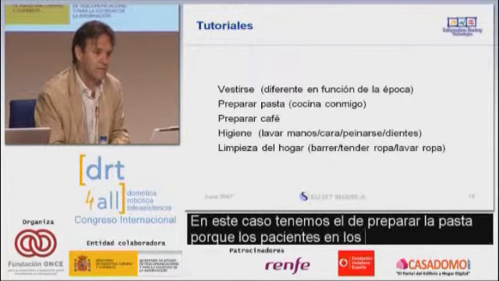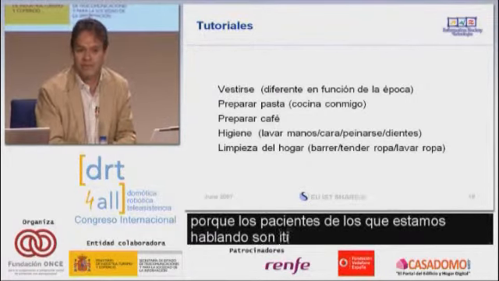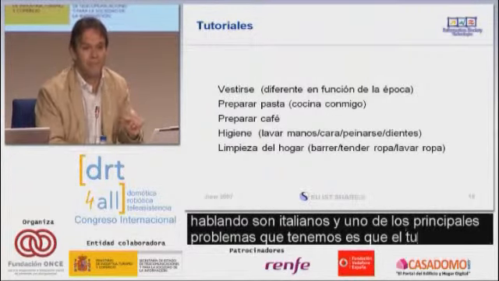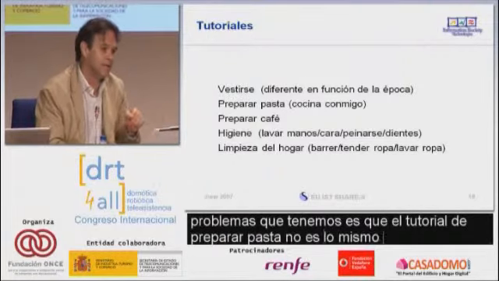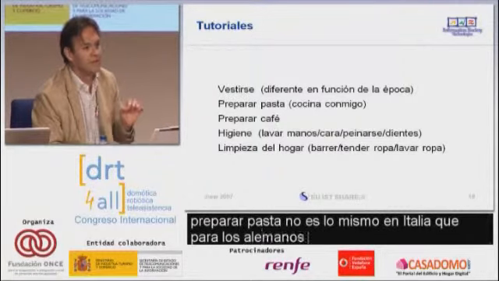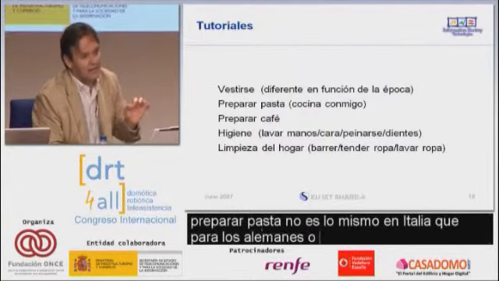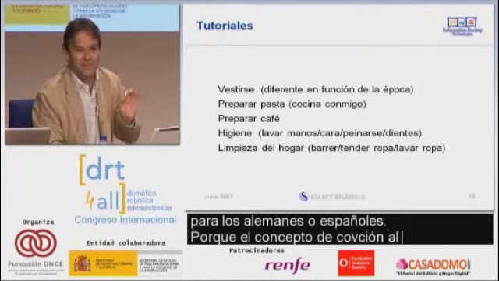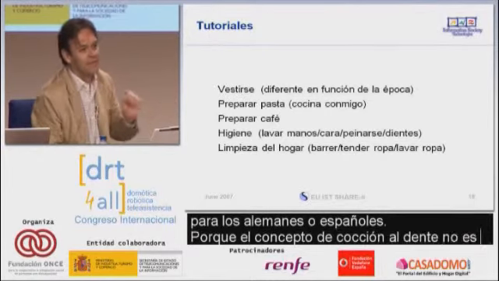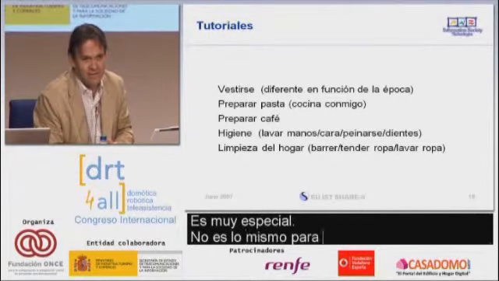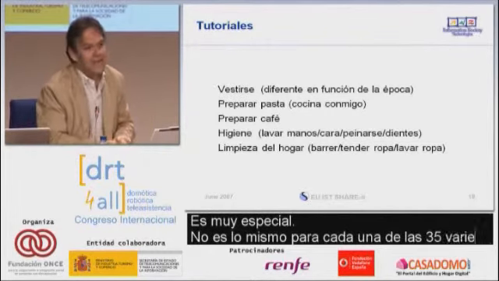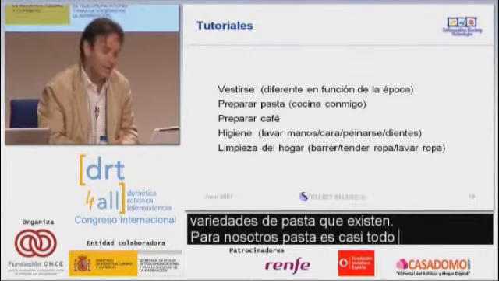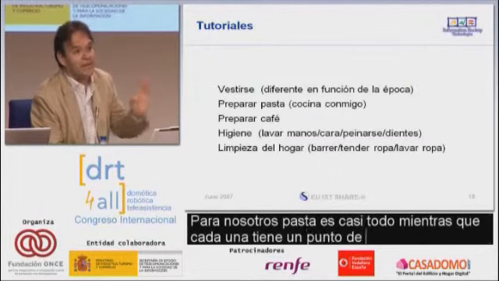Here, to prepare the dough for pasta, one of the patients being Italian in this case. To prepare dough isn't the same in Italy as it is in Germany or Spain, because the concept of cooking al dente is not the same in Italy as it is in Germany or in Spain. And there are 35 different pasta varieties. For us, pasta is everything. But in Italy, linguine and spaghetti have a different cooking time.